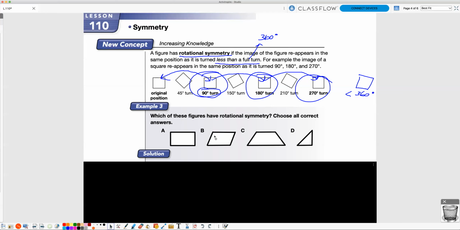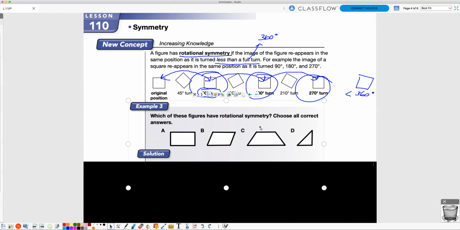Let's try this shape here. See if I can just grab the shape. I don't want the whole square, I just want this shape. So if I was going to rotate this, let's see, there's 90. If I go 180, look at that, 180. So if I'm going from this side and I bring it over here, that's 180 degrees. And that's the original position again. So that means that has rotational symmetry.